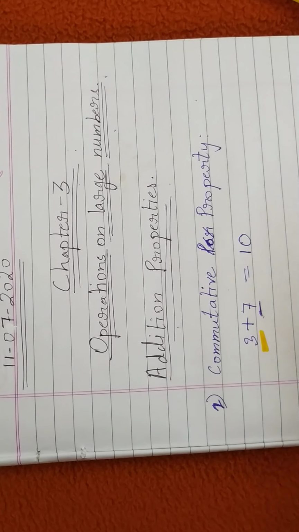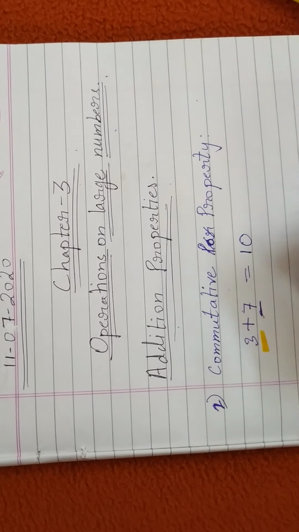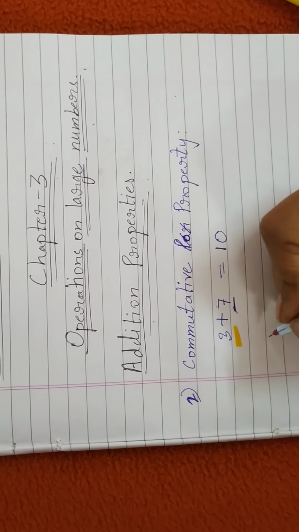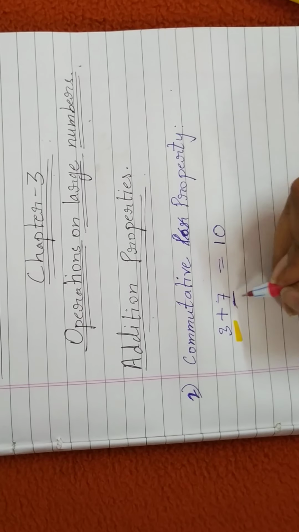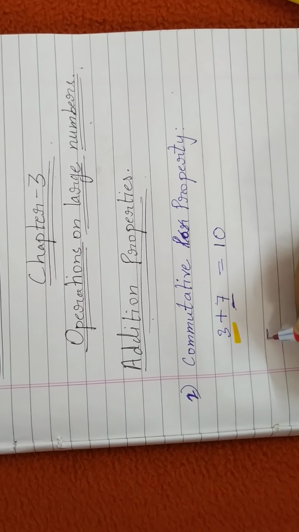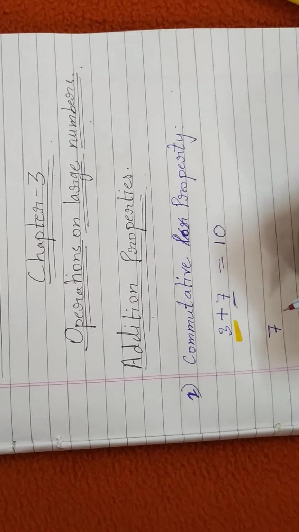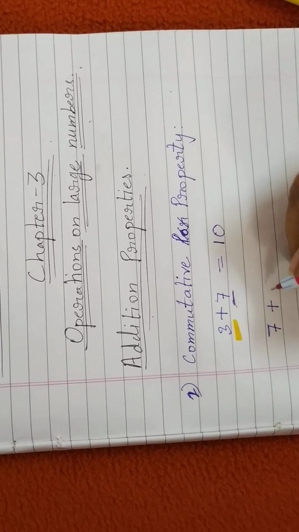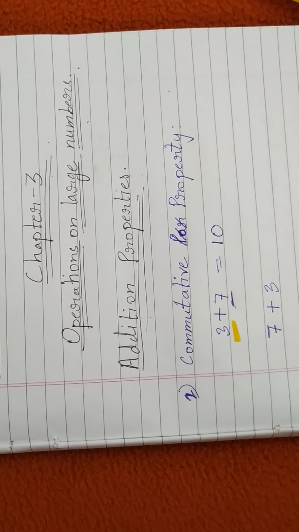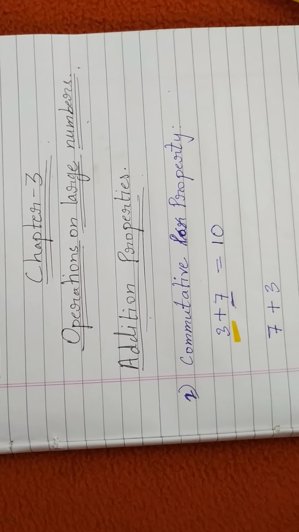Now, commutative property says if we change the order of addends, means the second addend becomes the first one and the first becomes the second one. Here the second addend is what? 7. Here I'll write 7 at the first as the first addend, plus 3. 3 will now be the second addend.